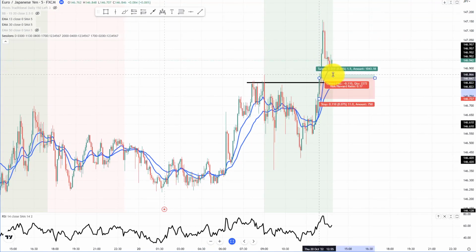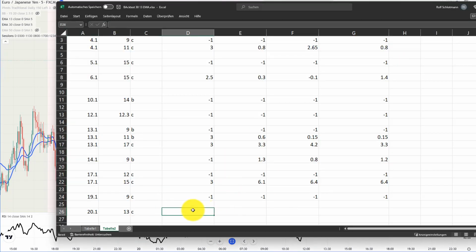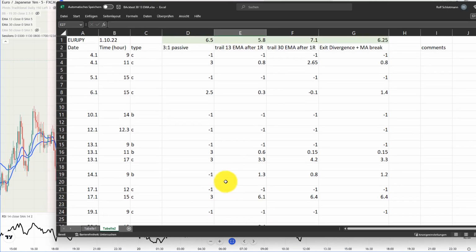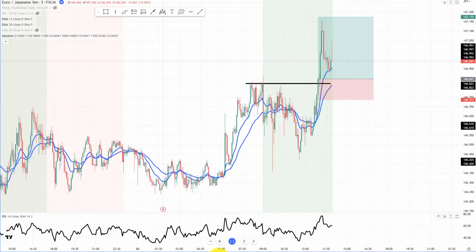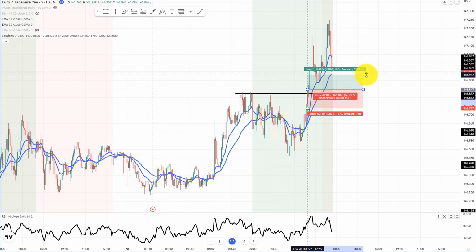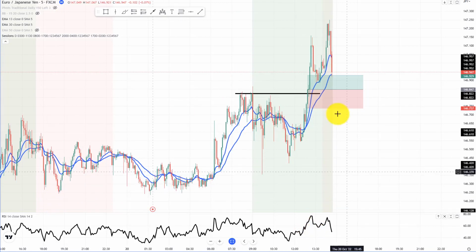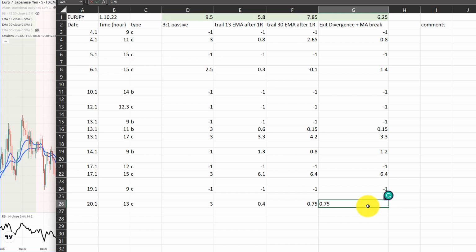Okay, this one would have been hit at 0.4. The other one is still running. 3 to 1 would have been hit, and the 3 would have been hit here at 0.75. Okay, 0.75 and 3 here. And this one, we can say this is divergence, higher highs, lower highs, and then the breakout here. So I give it the same, 0.75. Okay, keep going.